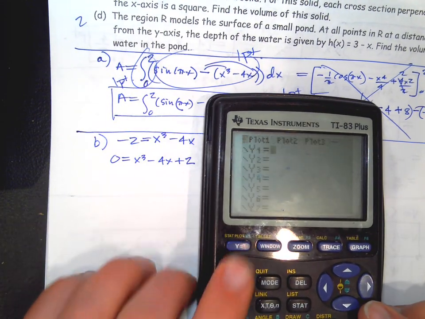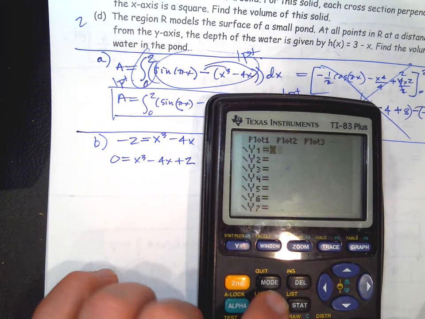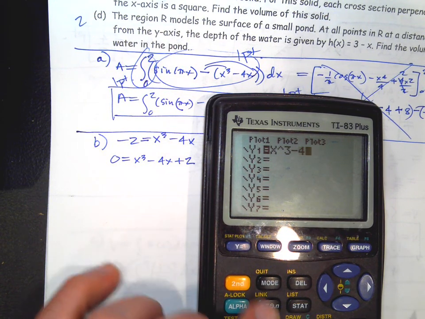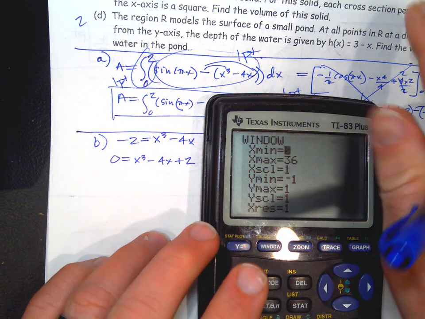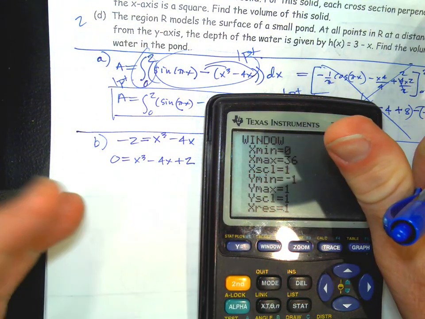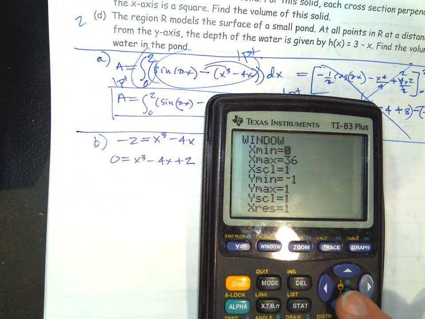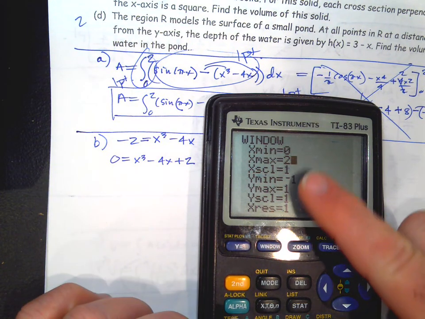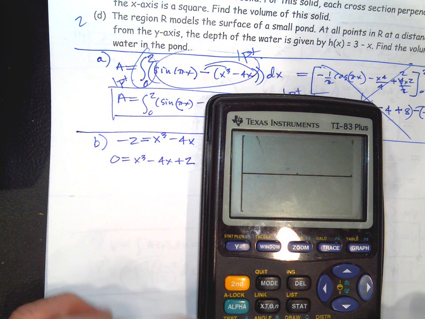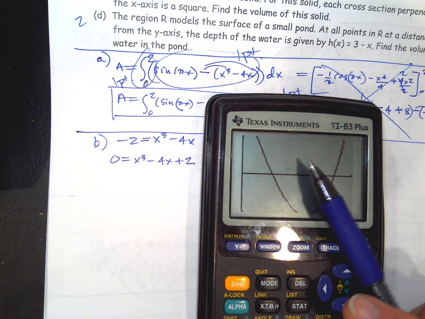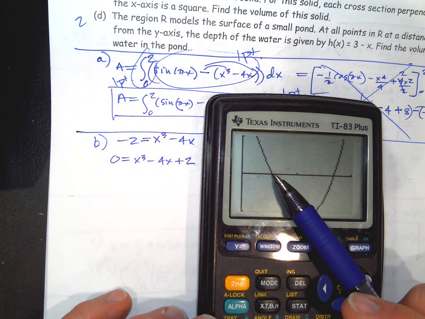And so I'd put it in here, x to the third minus 4x plus 2, and then I'd go to window. I expect it to be between 0 and 2, and I just want to see the x-intercept. So I'm going to leave the y min and y max negative 1 and 1. I'm going to graph it. I should get 2 right now. This shouldn't look like the graph up there because I moved everything to one side.